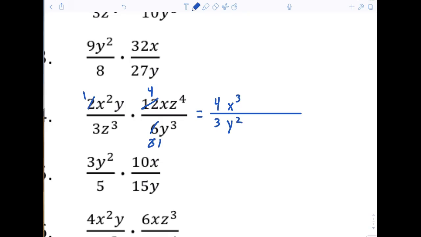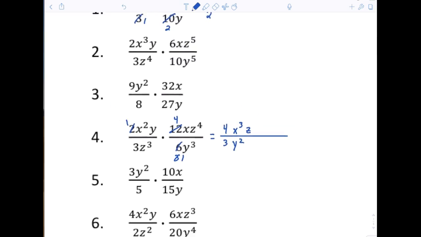And now I'm looking at the z's. What do I have on the top? On the bottom? So your final is 1 on the top. It's very simple, guys. Very simple. All right. Any questions? So we just did 1 and 4.